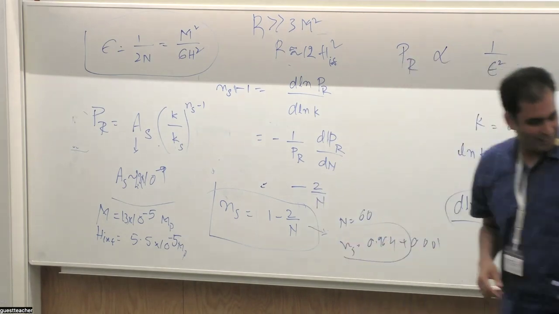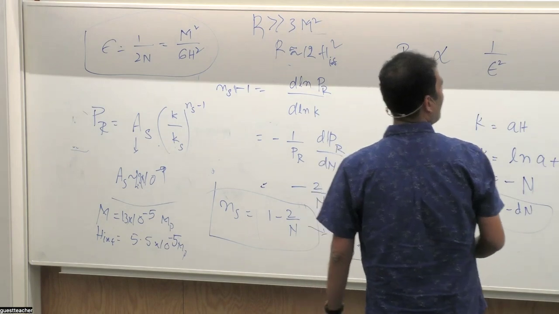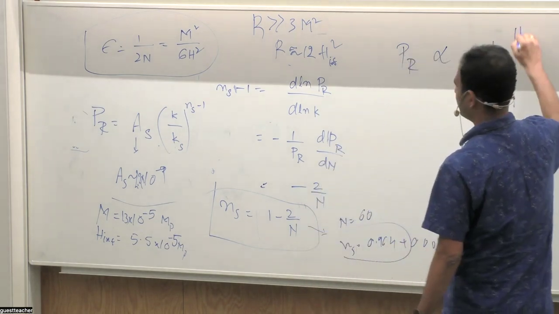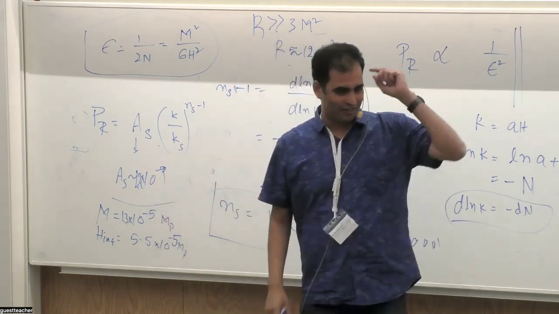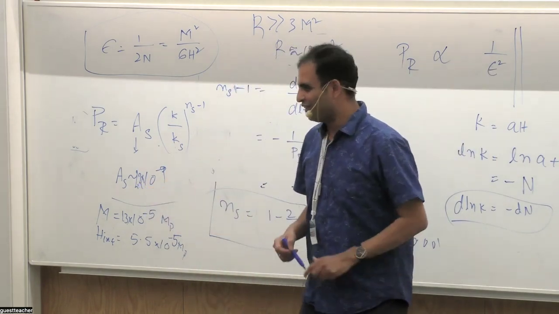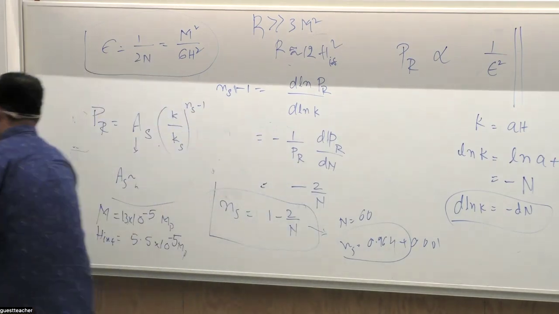Good question. So I will come back to that. So A_s is 2.2 times 10 to the minus 9, right? You're asking this. Okay, I was thinking of a much deeper question. Okay, sorry. Yeah, it's 2.2 times. Let me write it precisely.